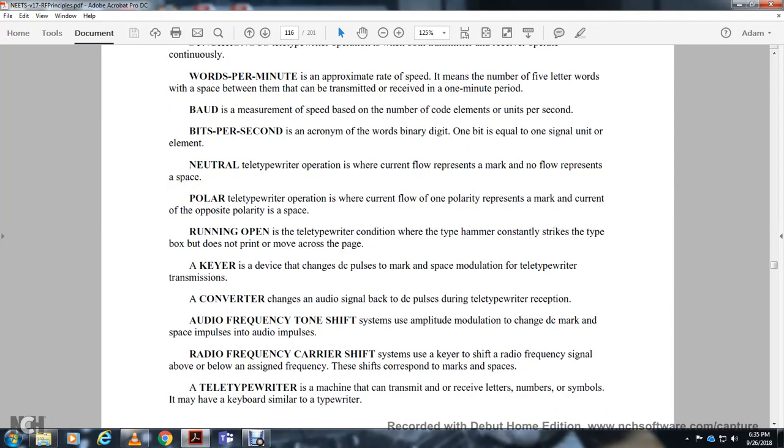Radio audio frequency tone shift: the system with amplitude modulation changes the DC mark and space impulses into audio impulses. Radio frequency carrier shift: uses the carrier to shift the radio frequency signals above and below the assigned frequency, corresponding to the mark and space.